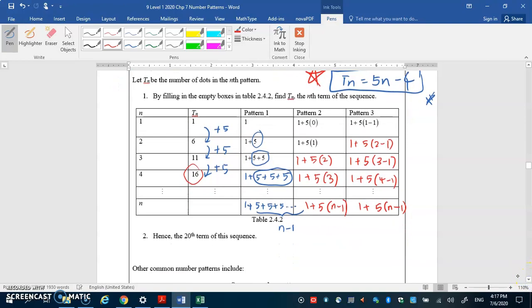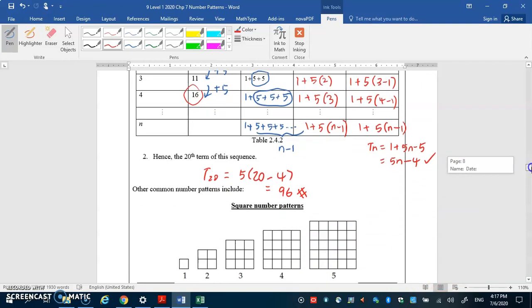Okay, so if we simplify this, we will get Tn equals 1 plus 5n minus 5, which is 5n minus 4. Same as what we got earlier over here. Okay, hence find the 20th term. So you sub in n equals 20, you will get 5 times 20 minus 4, which gives you 96. Alright, so this is how you find the nth term using a table.